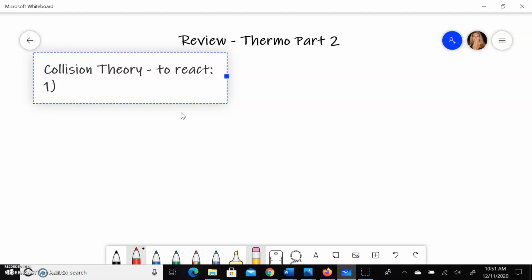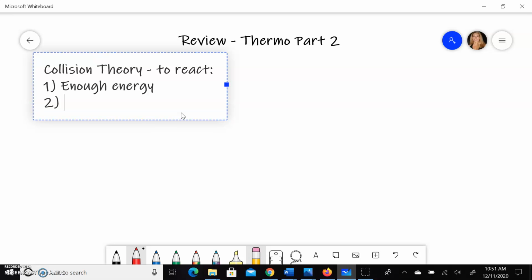First, you have to have enough energy. So if the particles are moving too slowly, they won't get over the hill for the activation energy and they won't be able to turn into products. And the second thing is you have to have the correct orientation. So it's pretty specific how particles have to interact in order for them to actually react.